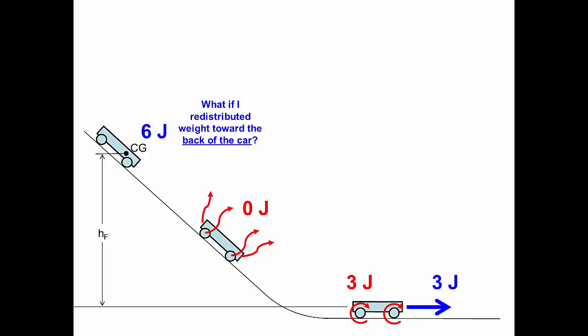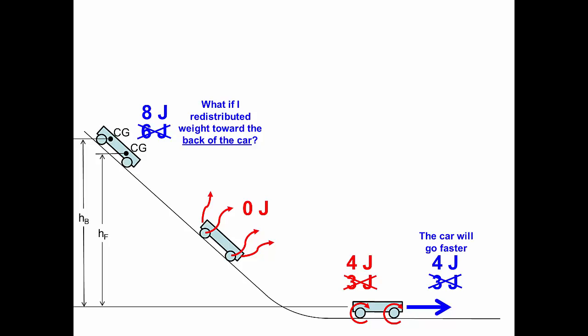Now, what if I redistributed the weight towards the back of the car? So instead of having the weight at the front of the car, I put it in the back. Now my height increases. That would increase my potential energy. Let's say that it increases us from 6 joules to 8 joules. Now I have that much potential energy that can convert to either work or kinetic energy. Well, if we got rid of our losses due to friction, all of that energy would convert to our kinetic energy. So maybe we would increase our rotational kinetic energy to 4 joules, but we would also have some of that contribute to our translational energy, or the speed of our car at the bottom of the track. So maybe we would have 4 joules. This in turn would make the car go faster.